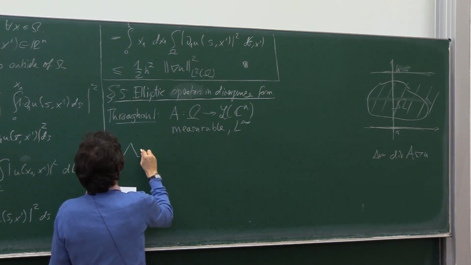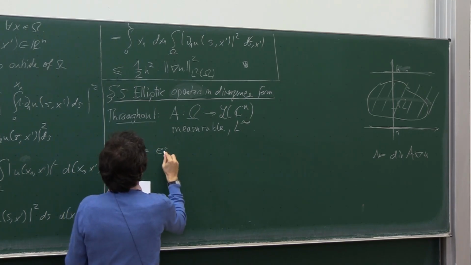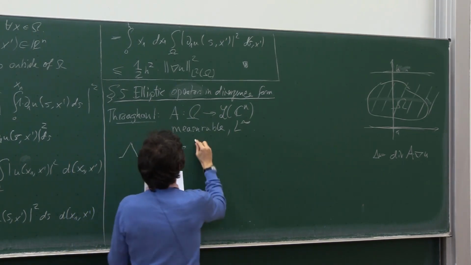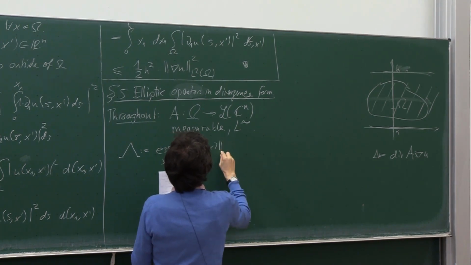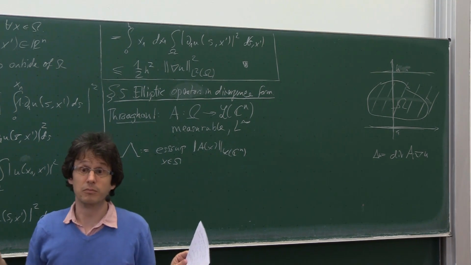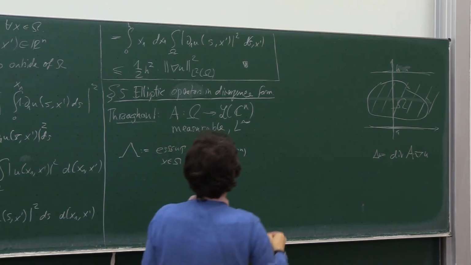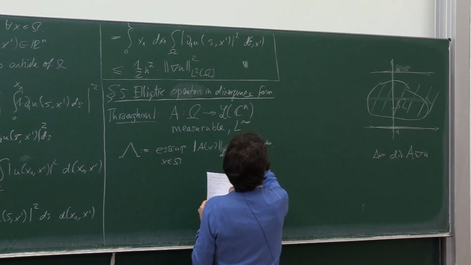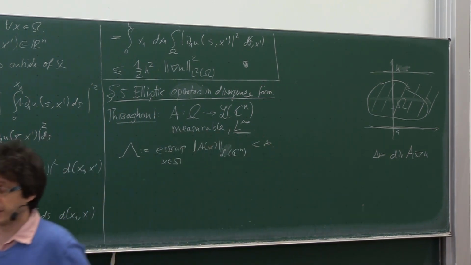And with capital lambda, we will abbreviate the essential supremum of this map, the essential supremum for x in omega of A of x, measured by some matrix norm. And this is a finite thing because we wanted the function to be in L infinity.